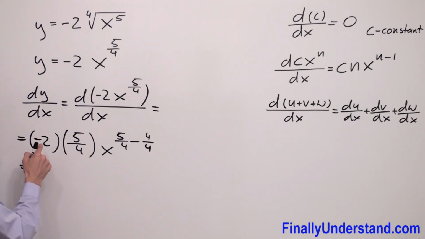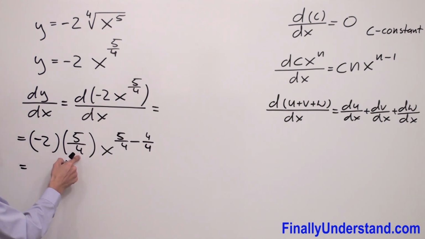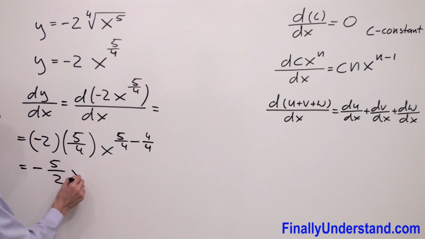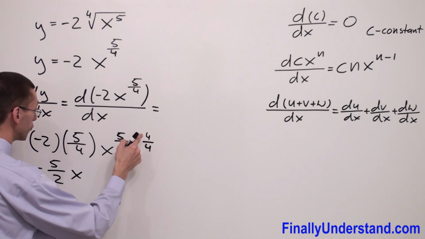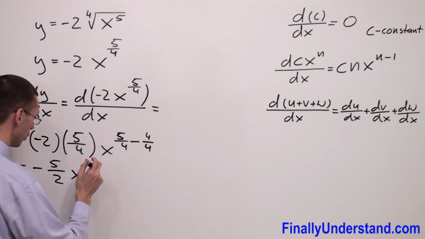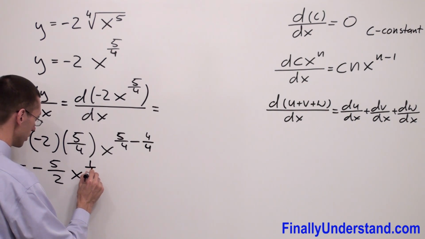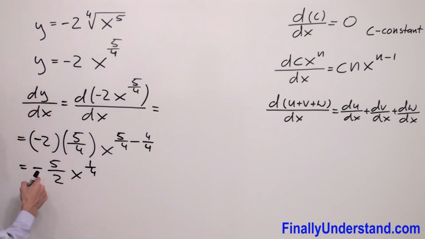This is equal to, 2 and 4 are going to reduce each other by 2, and I'm going to have negative 5 over 2x, and I have 5 minus 4 is equal to 1, so I have 1 over 4. Okay, this is one of my answers.